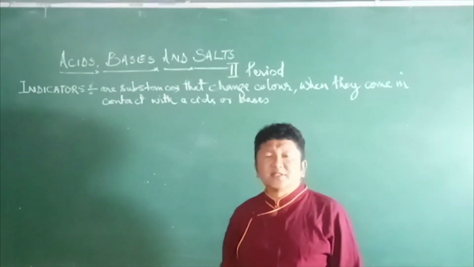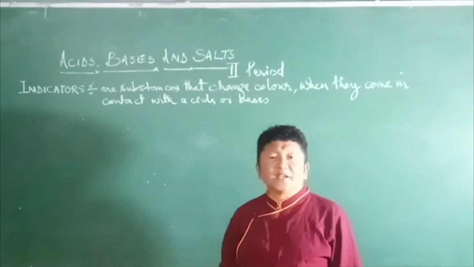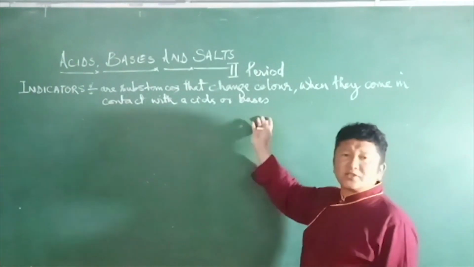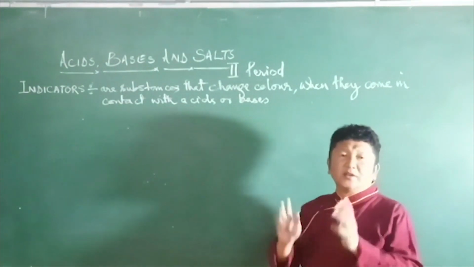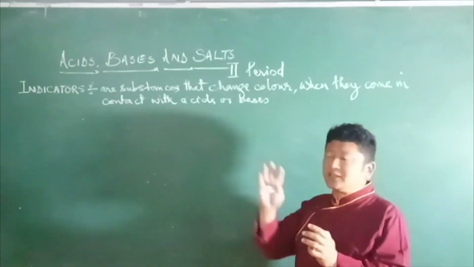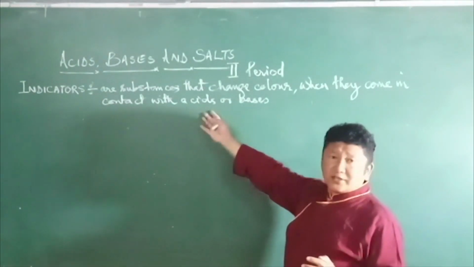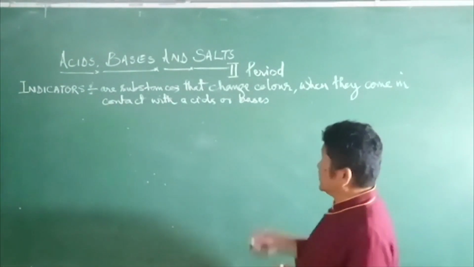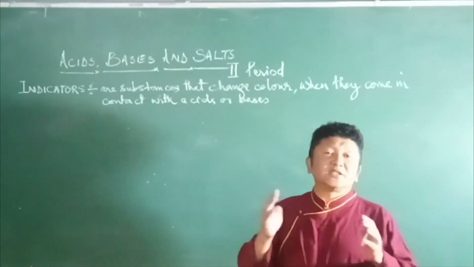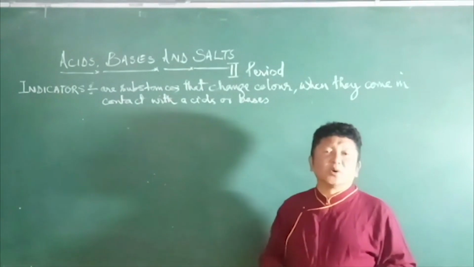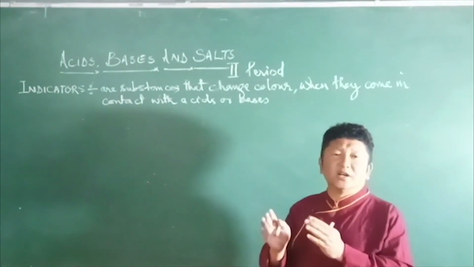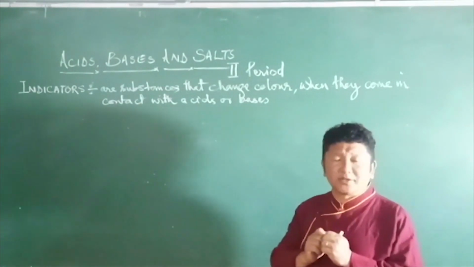Indicators are substances that change color when they come in contact with acids or base. The substance which changes color when it comes in contact with acid or base, we call it an indicator. Indicators are those substances which change color when they come in contact with acids or base.